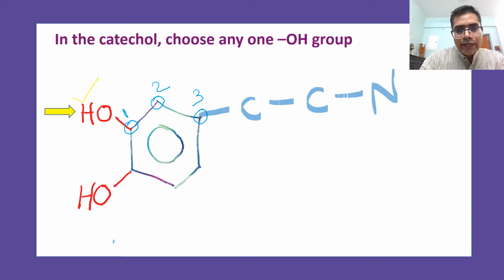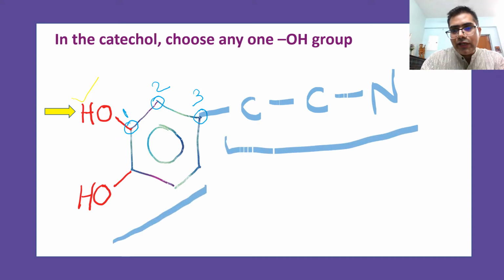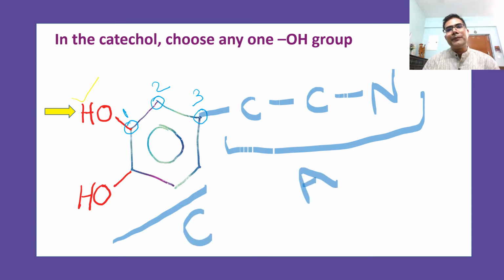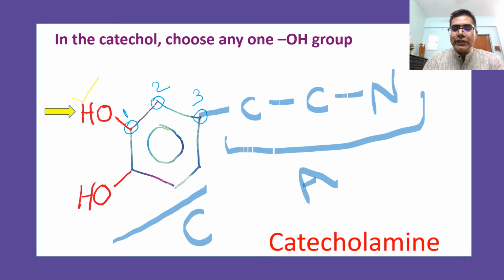So we have the catechol part and we have the amine part, and that makes a catecholamine. I am sure we are clear with the fusion of catechol and amine. From OH you give the number, you come to the third carbon, and add the amine part. So this is your catecholamine.